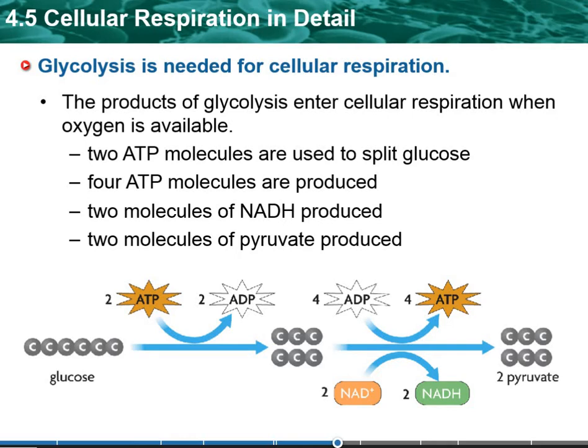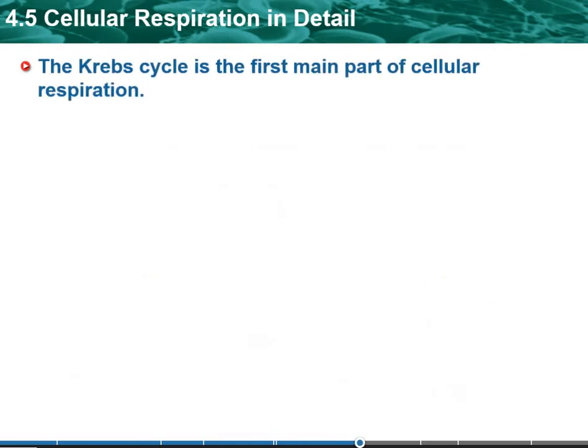So right here in the picture below, it's showing you what happens. 2 ATP are used, 4 ATP are created. You end up creating 2 NADHs during the process and 2 pyruvic acids. So pyruvic acid, 2 ATP, 2 NADH are what is created in that first stage. Those are the products in that first stage.